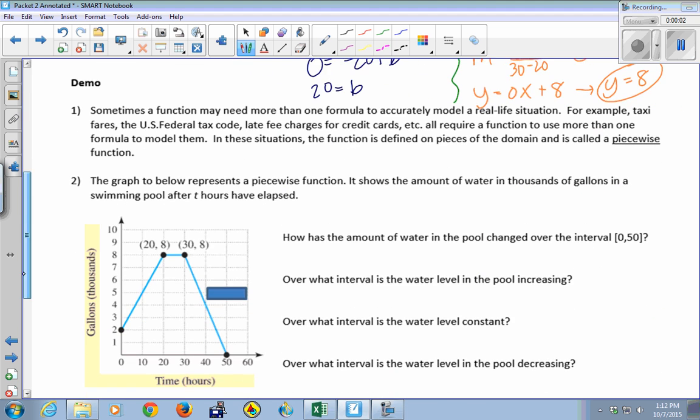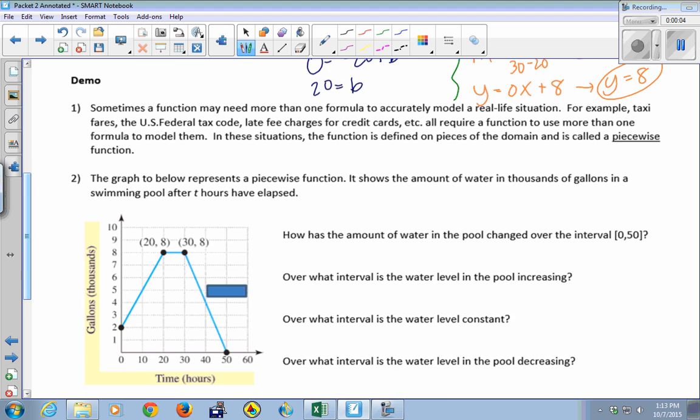Okay, so for our demo, sometimes a function may need more than one formula to accurately model a real-life situation. For example, taxi fares, right? There might be a flat fee, like even if you only go a block, right? And then in addition to that flat fee, you have to pay so much per mile or something.